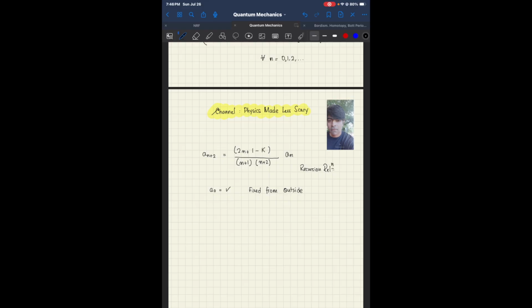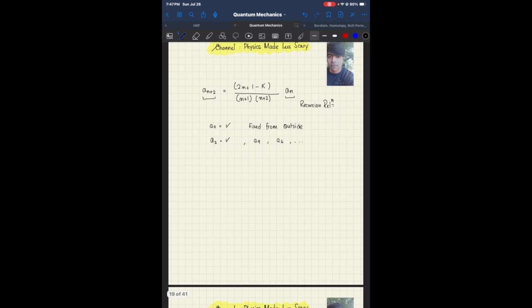Then this recursion relation will give me first term a2, and since a2 is given, then I'll find a4, then I'll find a6, and in principle I'll find all such terms, right? Because if I know this term, I know this term. Likewise, so you need to give me a0. This is an input from outside.